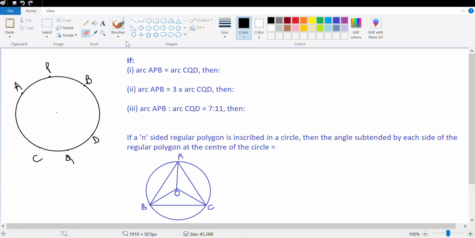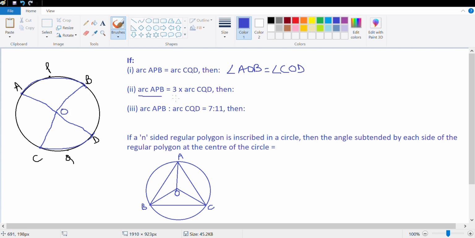Hi guys, let's look at the next exercise 17b. But before we start, let's quickly revise certain properties that we've done in class 9. The first one says if arc APB is equal to arc CQD, then if these two arcs are equal, then the angle that they subtend at the center is equal, which means angle AOB and angle COD would be equal. So if arcs are equal, then the angles subtended at the center are also equal.